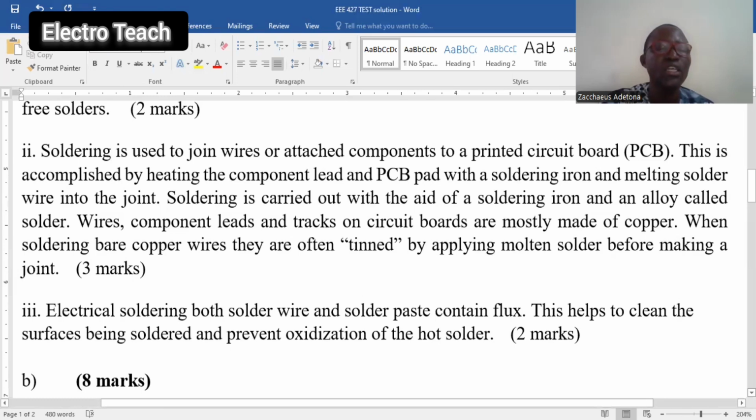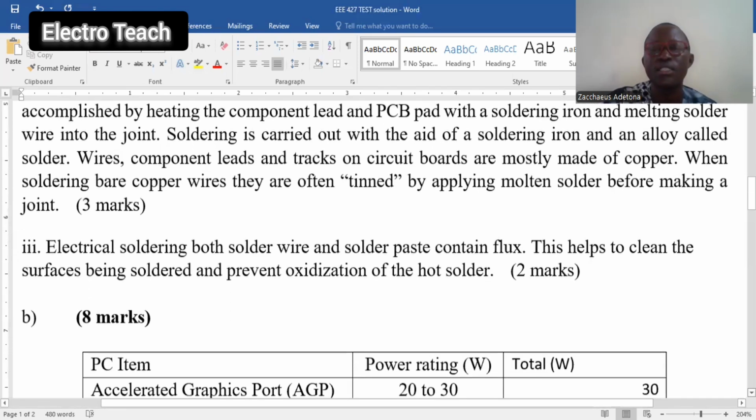It's quickly dissolved by heat and then wipes off any dirt at the points being soldered. So that is it.